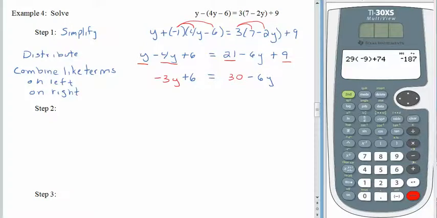Y minus 4y is negative 3y. 21 plus 9 is 30. And all of the things that are not like terms just come straight down. All right, step number 2, add or subtract. Change colors here. I like all the variables on the left, so I'm going to move my variables on the left. What should I do here? How am I going to move this negative 6y? Yes, add 6y. And where am I going to add this? To both sides.